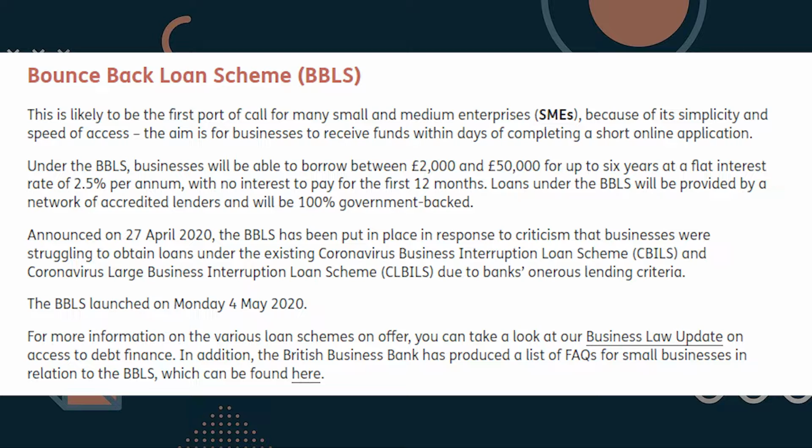During this period, the government launched the Bounce Back Loan Scheme policy, which allowed enterprises to apply for funds in a short period of time to allow the business to operate normally, and to borrow £2,000 to £50,000 at a fixed rate of 2.5% annual for a maximum term of 6 years.